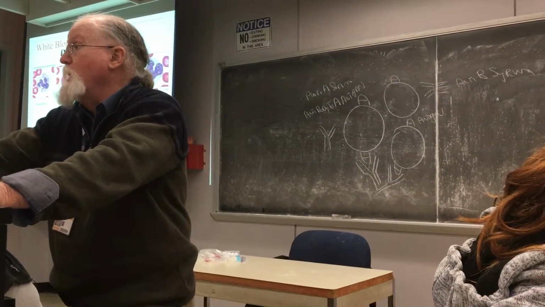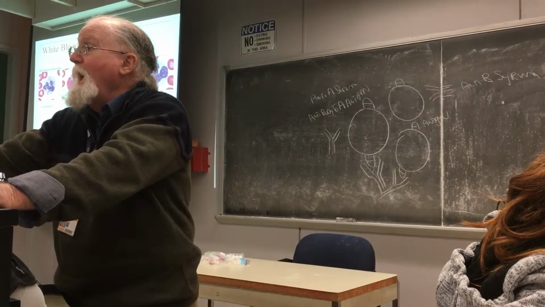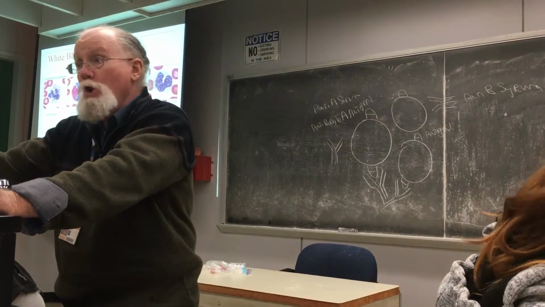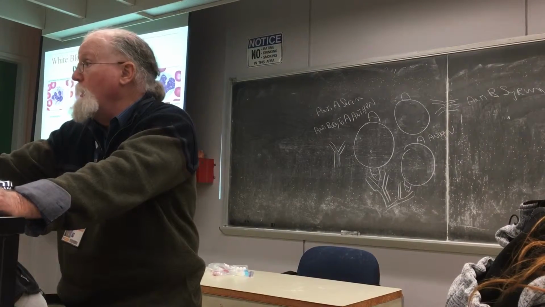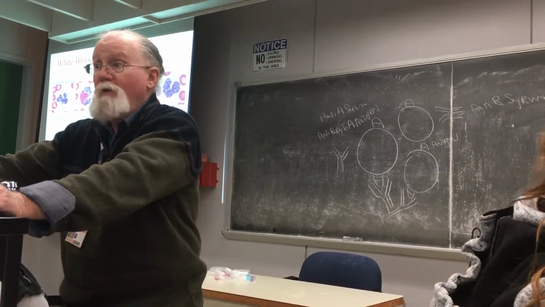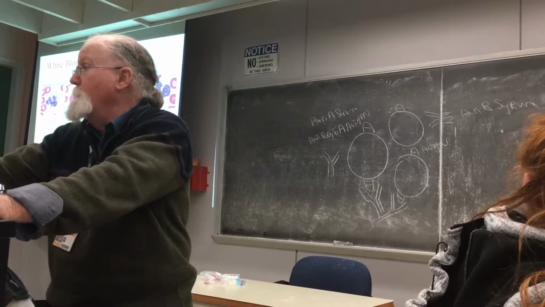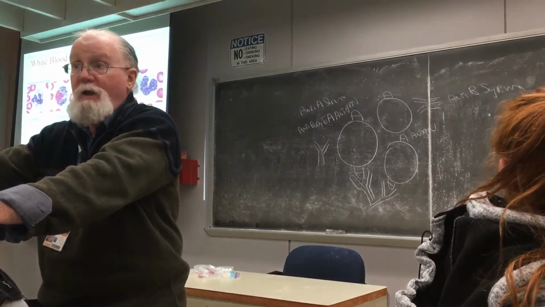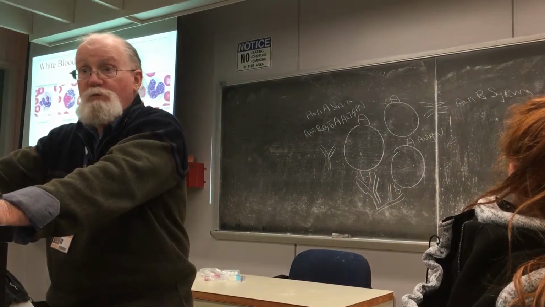Okay, so if we got clumping in A and clumping in B, it would be AB. If we got no clumping in A and no clumping in B, it would be O. If we got clumping in A and no clumping in B, it's A. If we get clumping in B and no clumping in A, then it's B.